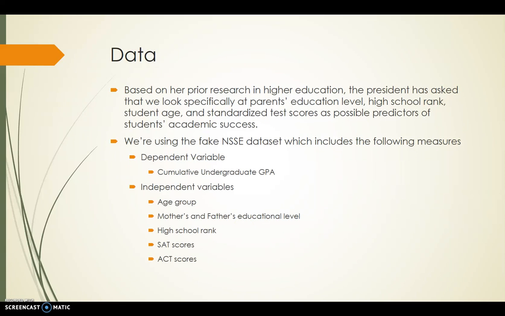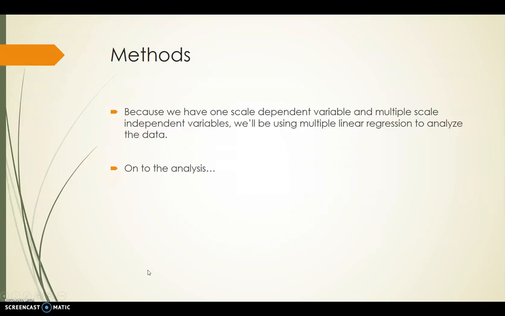So the data. Based on her prior research in higher ed, the president has asked that we look specifically at parents' education level, high school rank, students' age, and standardized test scores as possible predictors of students' academic success. We're going to use the fake NESI data set, which includes the following measures. Our dependent variable will be the cumulative undergraduate GPA at the end of the semester in which they took the survey. The independent variables will be the age group, mother's and father's educational level, high school rank, ACT scores, and SAT scores. Because we have one scale dependent variable and multiple scale independent variables, we'll be using multiple linear regression to analyze the data. So on to the analysis.